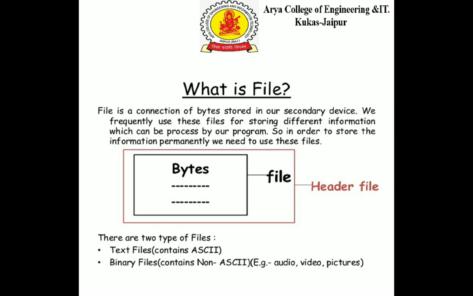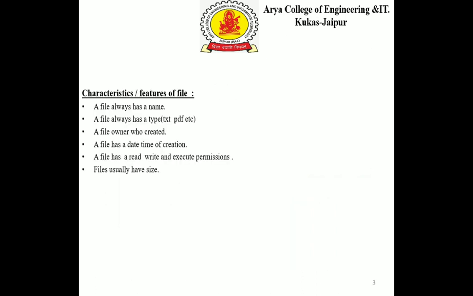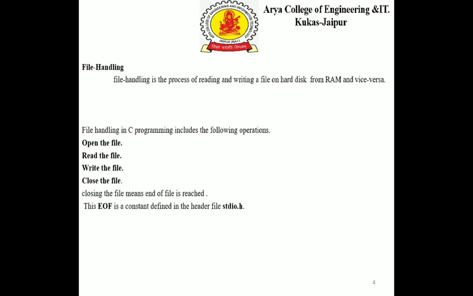The files are of two types: text file and binary file. Text files use ASCII codes, whereas binary files use non-ASCII codes, such as audio, video, pictures and so on. We can see the characteristics or features of a file. A file has a name, and a type, such as .txt, PDF and so on. A file has an owner who has created it. A file has a date and time when it was created. A file has read, write, execute permissions, and finally, a file has a size.